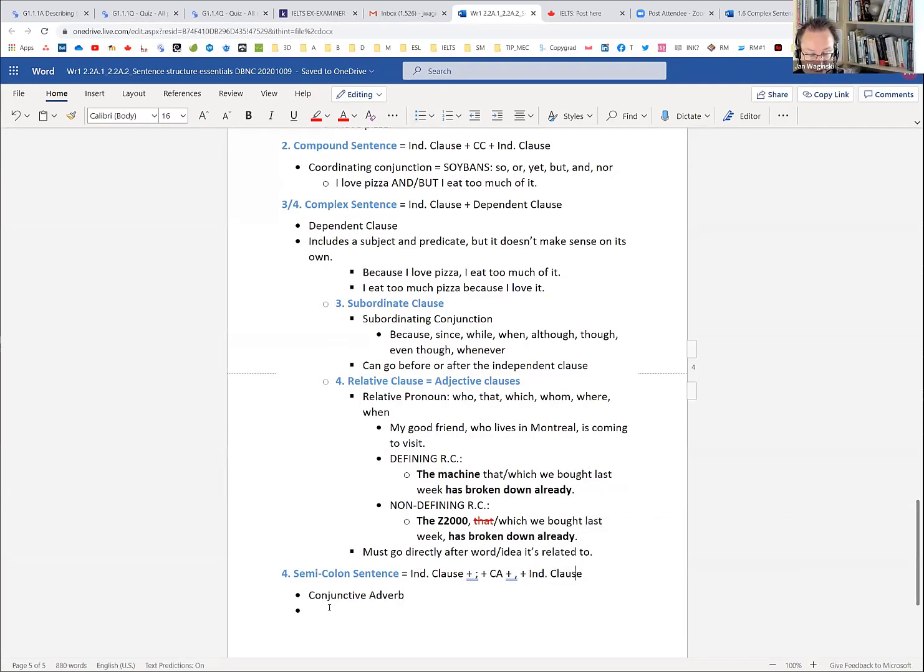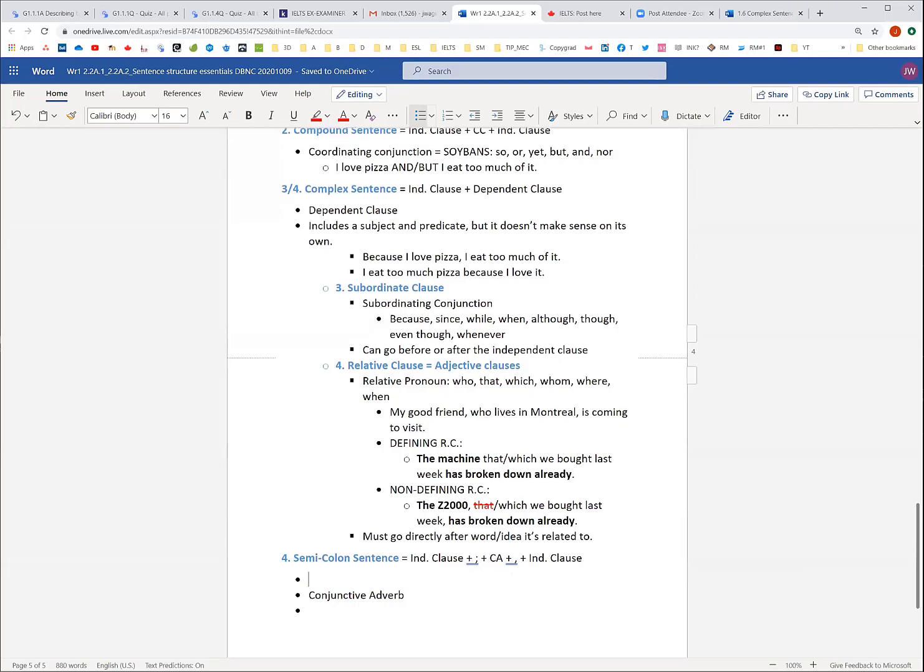An example of this would be, I love pizza. And instead of saying, but I eat too much of it, I can do semicolon. The conjunctive adverb equivalent of but is however. So however is a synonym for but, although we don't use them in the same way, grammatically speaking.